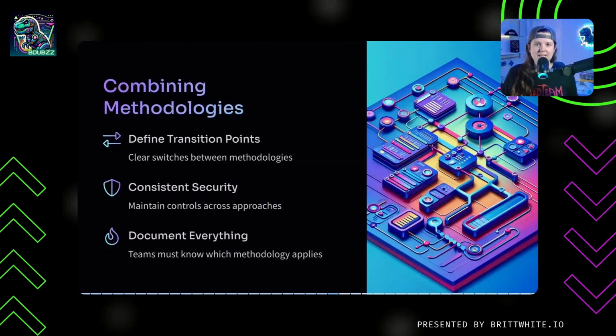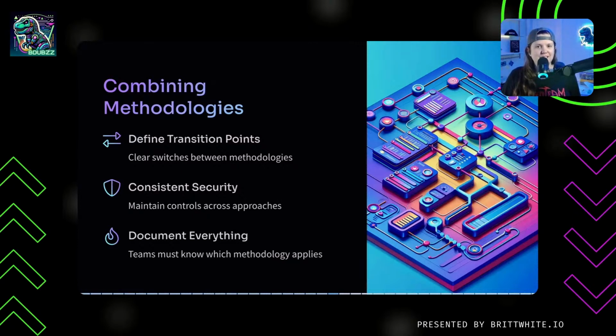Modern development many times will combine these various methodologies to leverage their unique strengths. To make these combinations successful, you should follow these important best practices. First, clearly define your transition points so teams know exactly when to switch between methodologies. Second, maintain consistent security controls across all of your approaches. Security cannot be compromised when you're switching methods up.